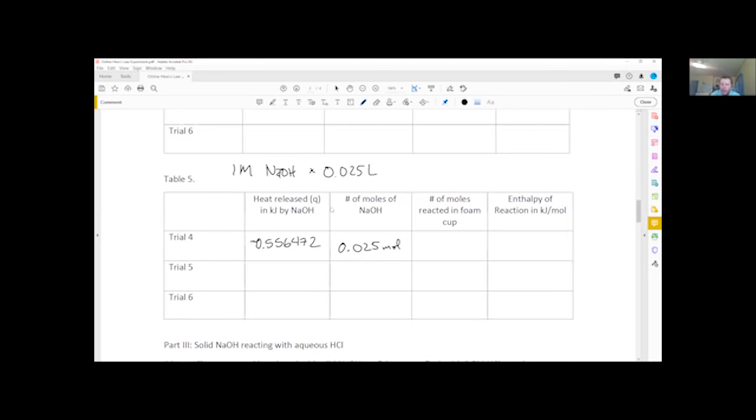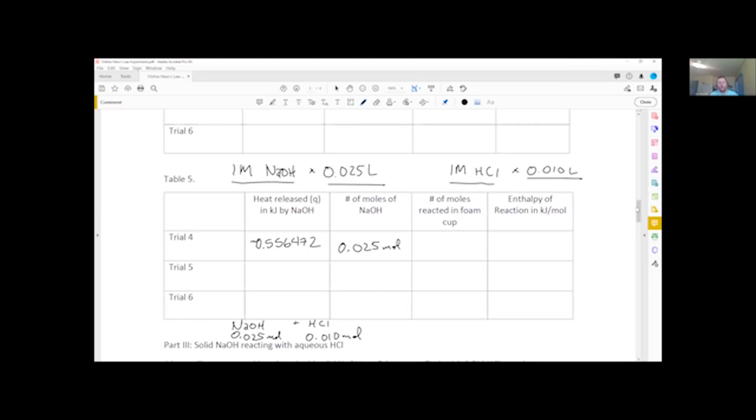It's not. How do you know it's not? Because we're talking about limiting and excess reagents here. So NaOH, we know that we had 0.025 moles. I figured that out by taking my concentration of that solution times the volume that was utilized. Sodium hydroxide reacts with the HCl solution. That was a 1 molar HCl solution. What was the volume of that? We used only 10 milliliters of it, so 0.010 liters. Volume times concentration is 0.010 moles.